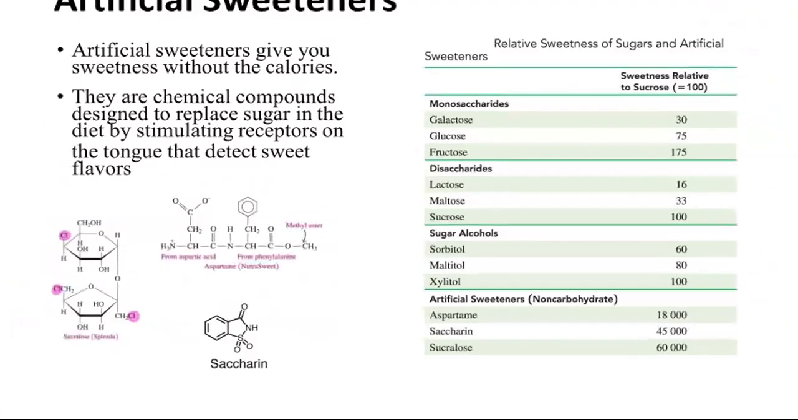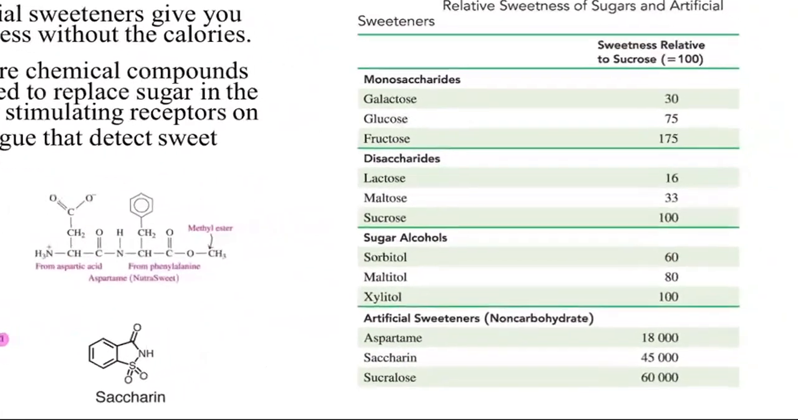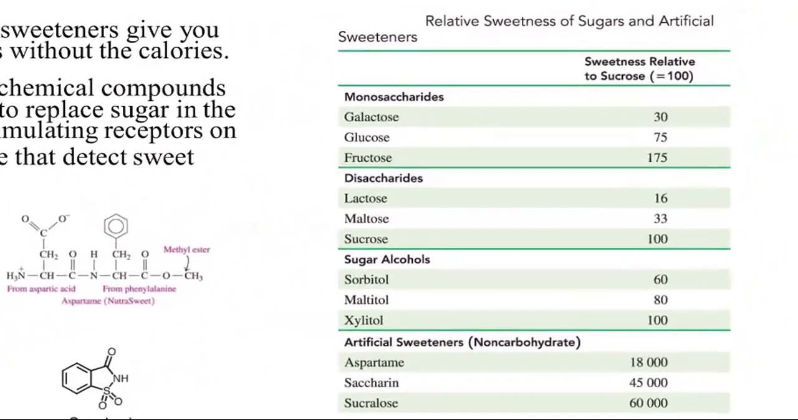So in the table that we have here, this is the relative sweetness of sugar and some artificial sweeteners, okay? So table sugar is specifically this, sucrose.